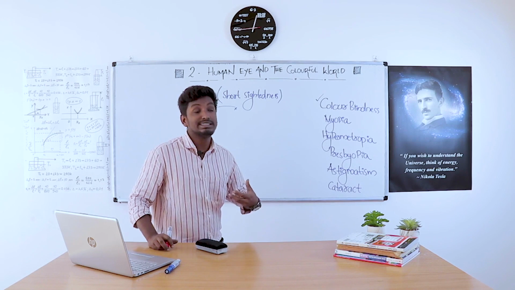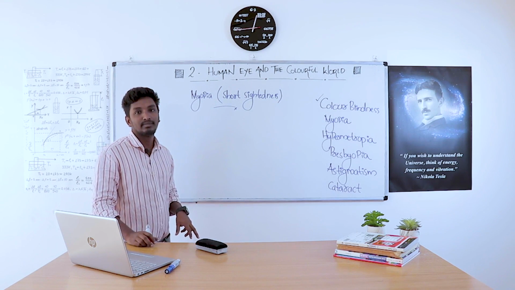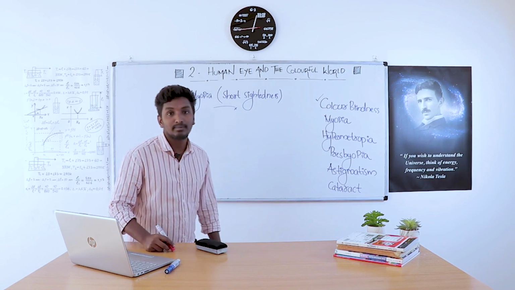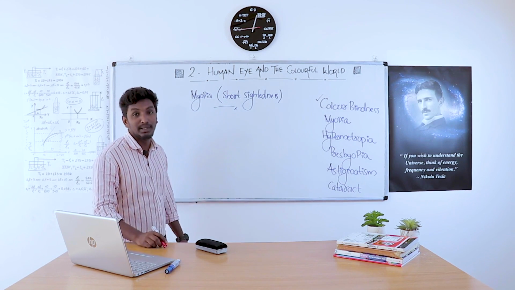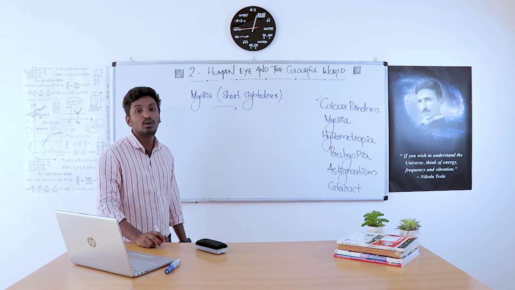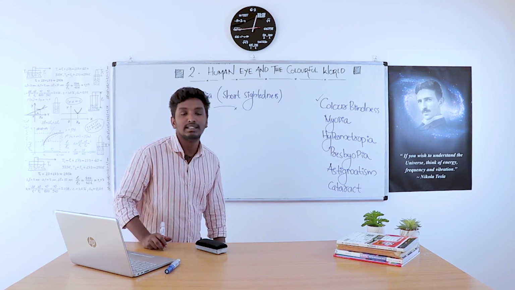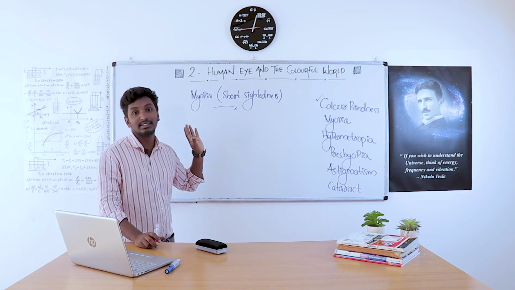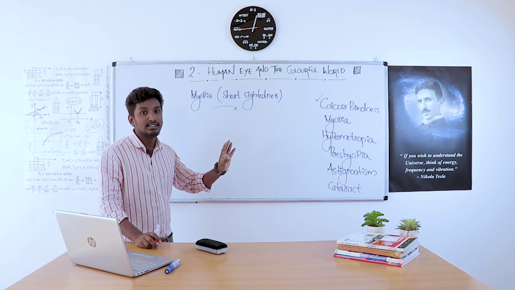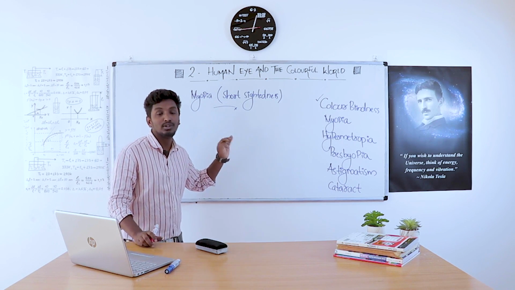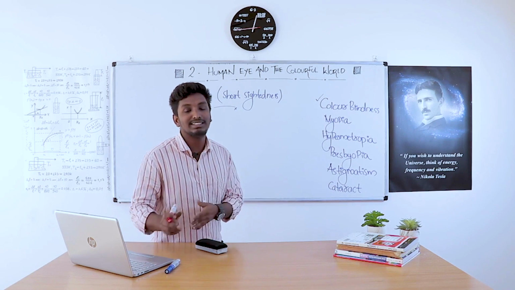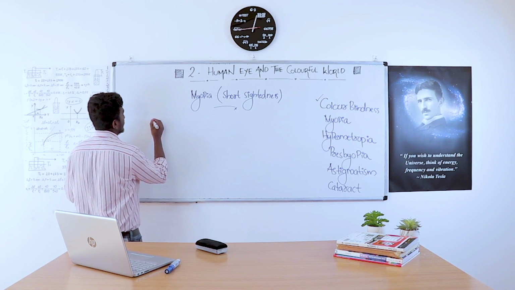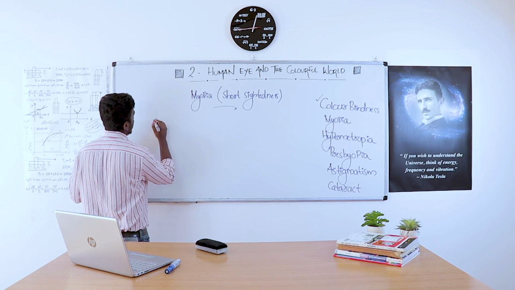Next point we need to discuss is how this defect can be corrected. This defect can be corrected by using spectacles having a concave lens. By using a concave lens of suitable power, we can rectify or correct this defect. Last, we need to draw the figure of a myopic eye and its correction. So I am going to draw the figure of a myopic eye and its correction.